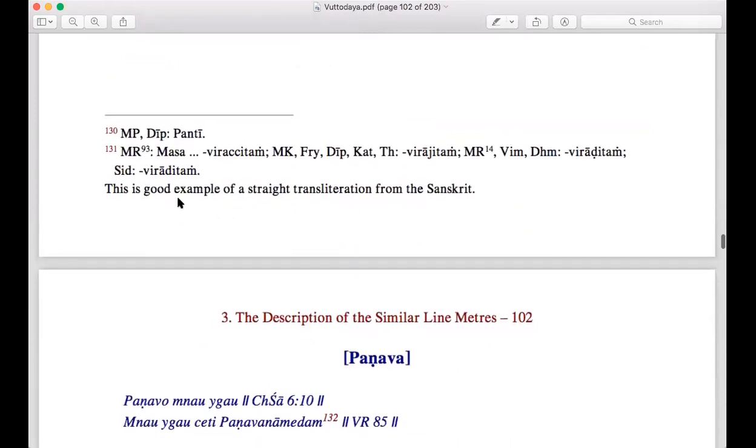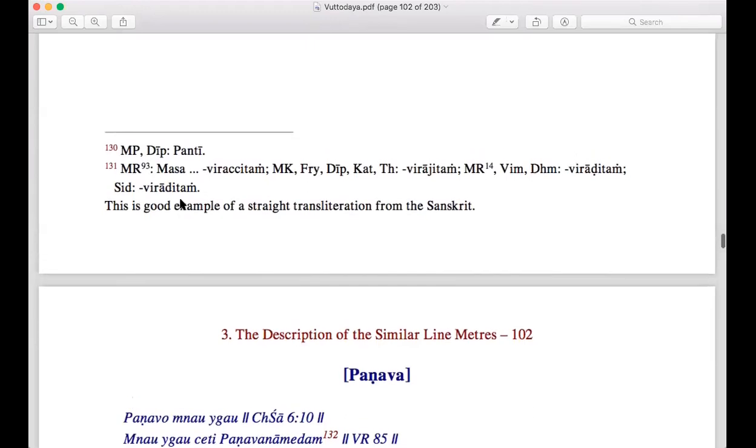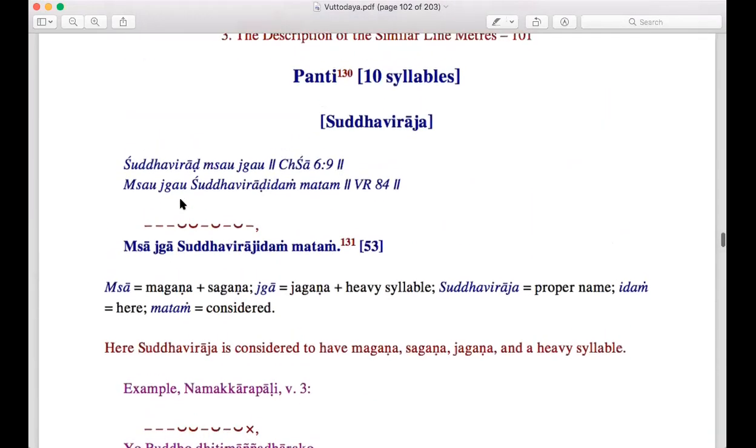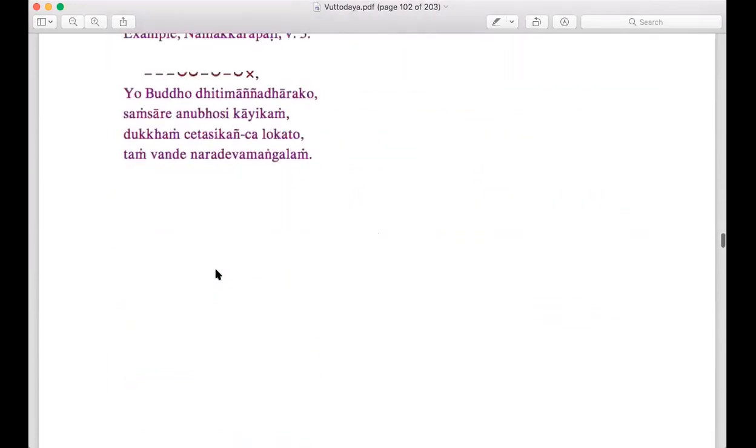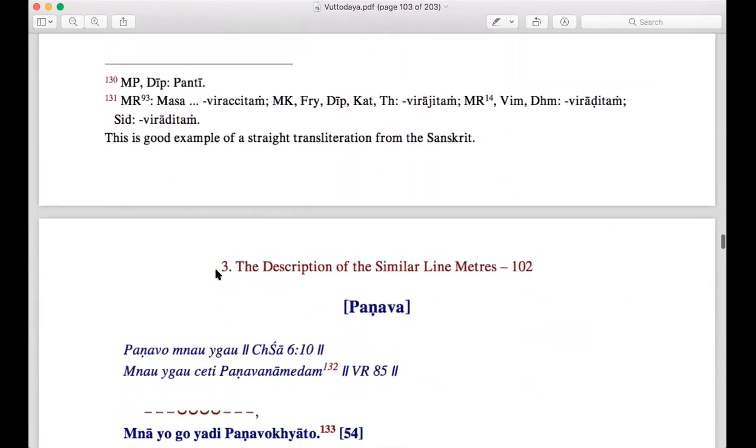Yeah, here this is good example of a straight transliteration from Sanskrit. You see, in Sanskrit Vuttodaya, the verse is like Msauj Gau Suddha Virajidang Matang. So in Pāli we have Msajka Suddha Virajidang Matang. You see, very similar Sanskrit and Pāli. So this is a good example for a straight transliteration from Sanskrit.